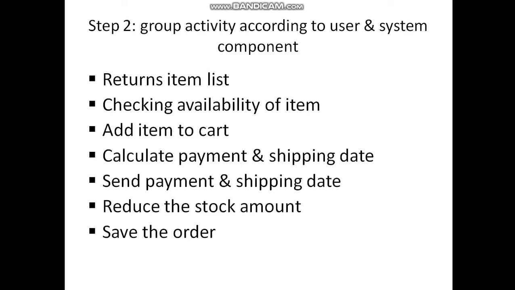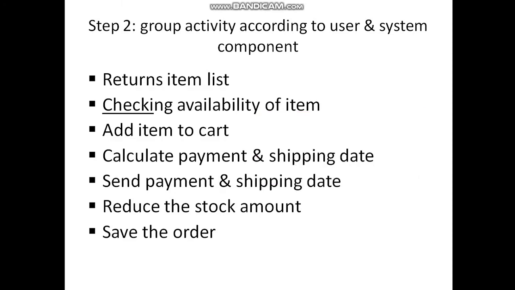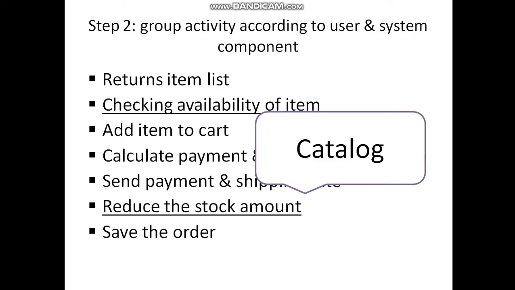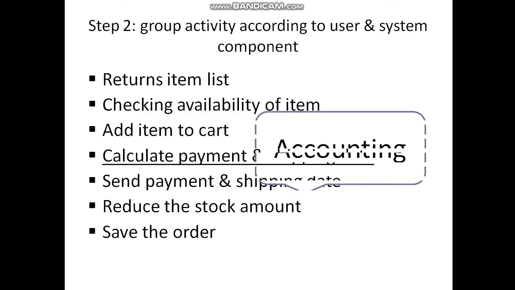Now we are going to consider the remaining activities. Return item list to customer, add item to cart, send payment and shipping date to customer, and save the order are done by the order system. Checking availability of item and reducing stock amount are done by the catalog unit. Finally, calculate payment and possible shipping date is done by the accounting unit.